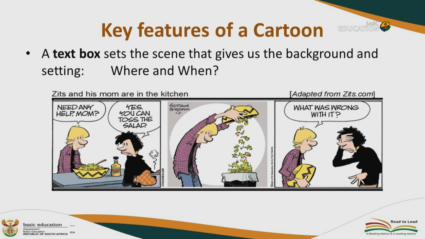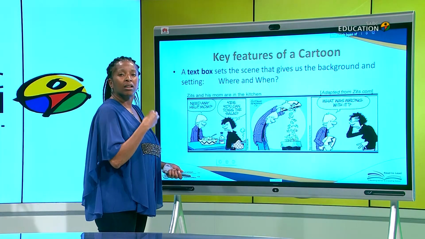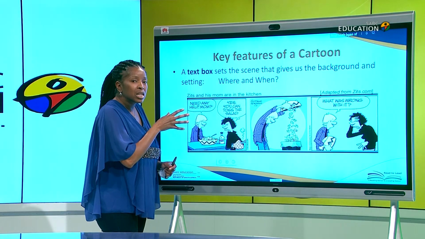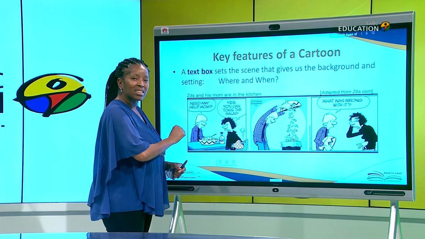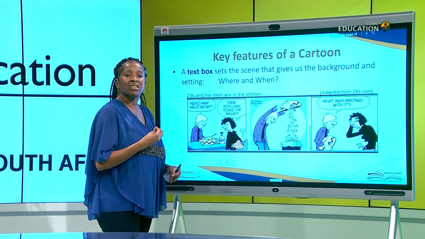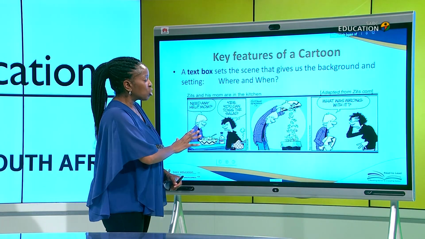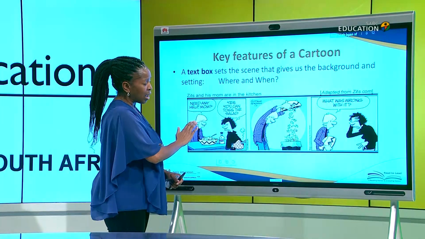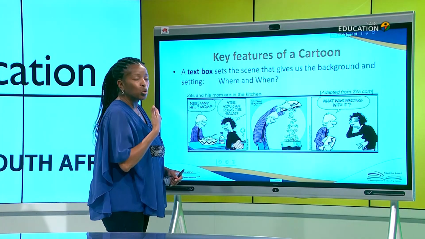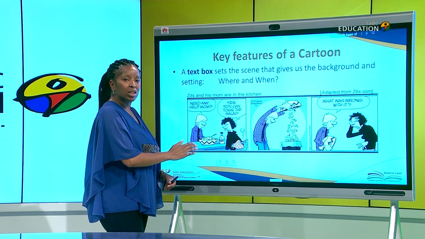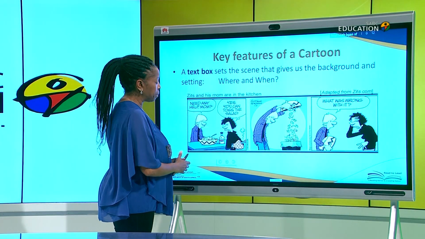So where can this take place except in a kitchen? And that is why it is important for you to read the text and understand its background and setting, so that when an examiner says, where do you think the characters are? Just from reading the text box as well as reading the strip itself or analyzing it, you can tell by taking evidence from the things around the characters of where they are.